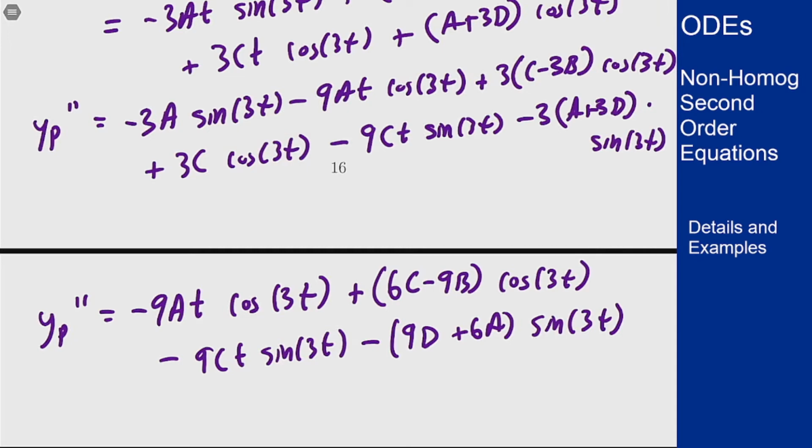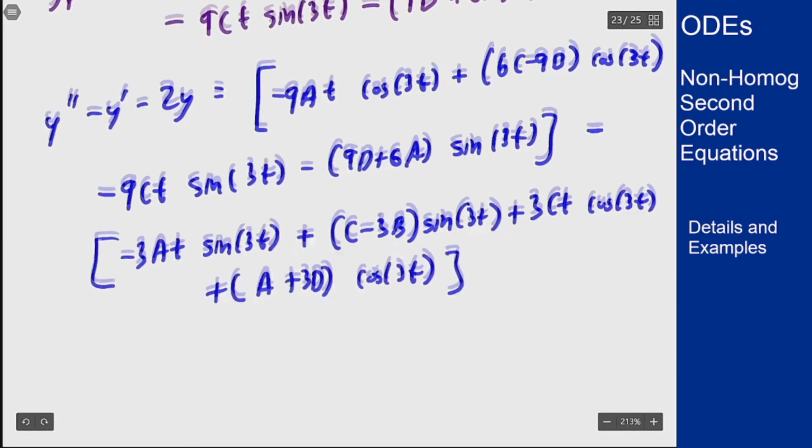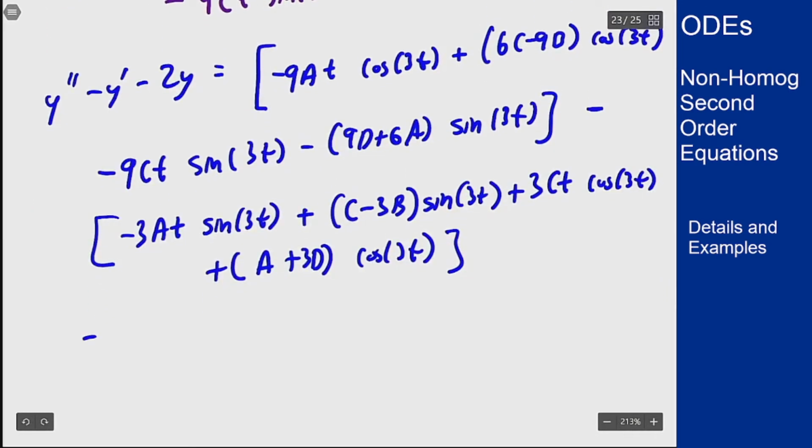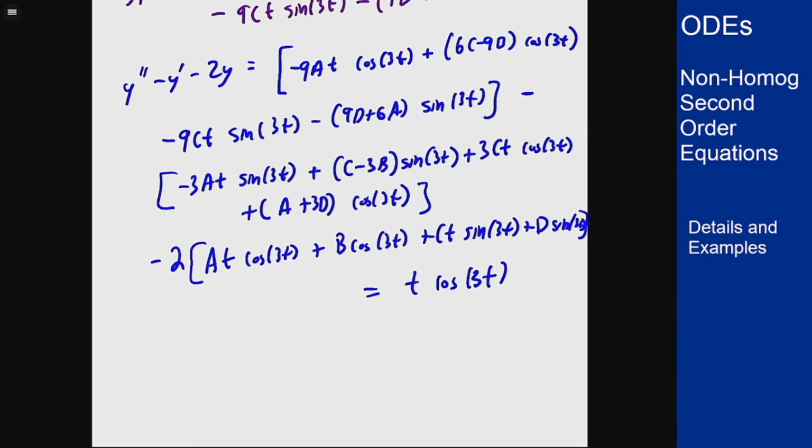Now we can plug all of this into the differential equation, y double prime minus y prime minus 2y, to get the second derivative, minus the first derivative, and then minus twice the actual function itself, and I want this to match t cosine of 3t. So to do that, we've got to collect a bunch of like terms here, and I will see each of the following for different coefficients.